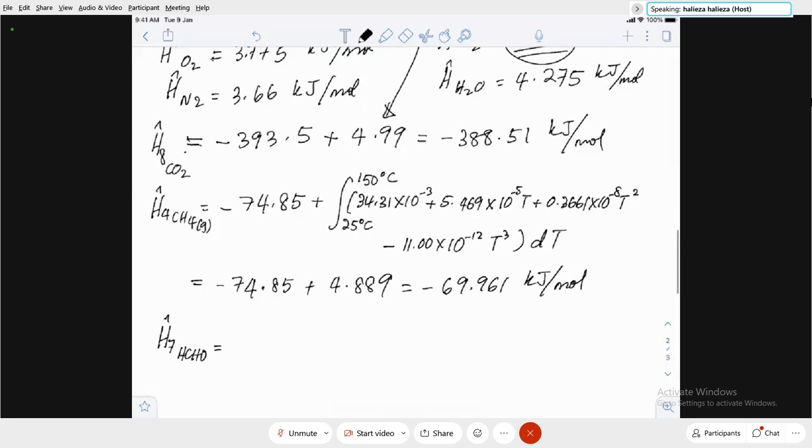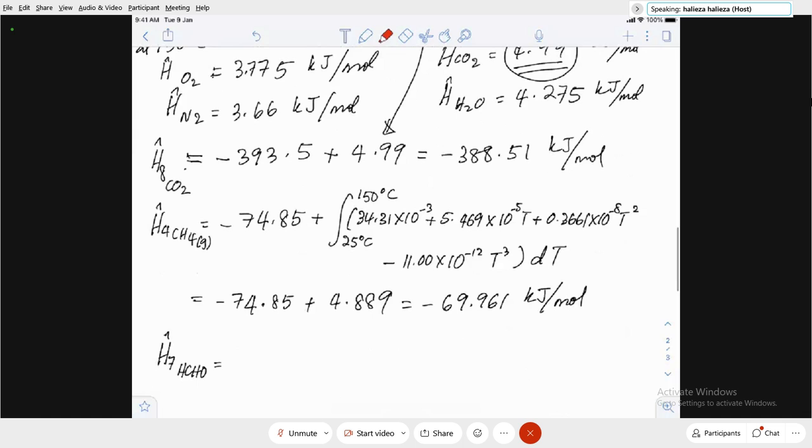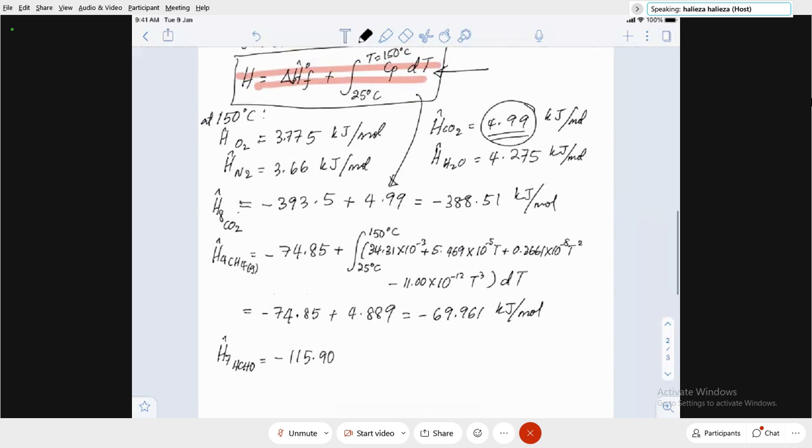So you use the same equation over here. The heat of formation for formaldehyde is now listed down. It's negative, oops, negative 115.90. That's the heat of formation. I'm using that equation plus the integration from 25 degrees C to your final temperature of 150 degrees C. So for formaldehyde, I still need to look up the CP of formaldehyde from appendix B2.